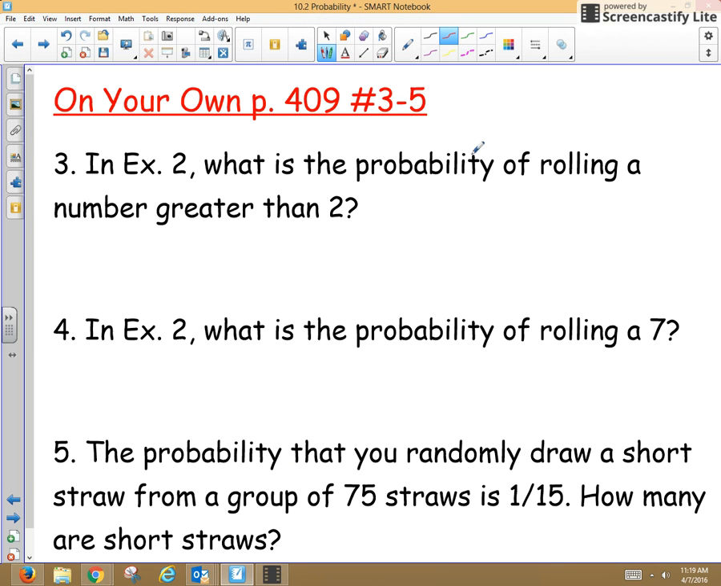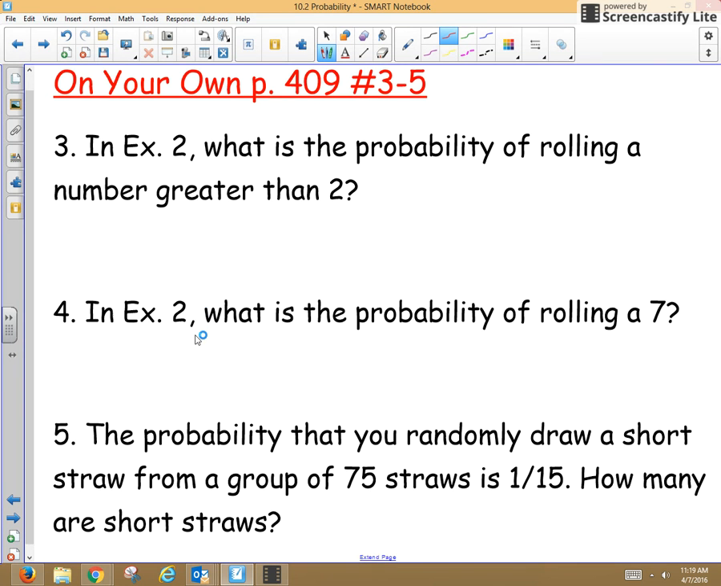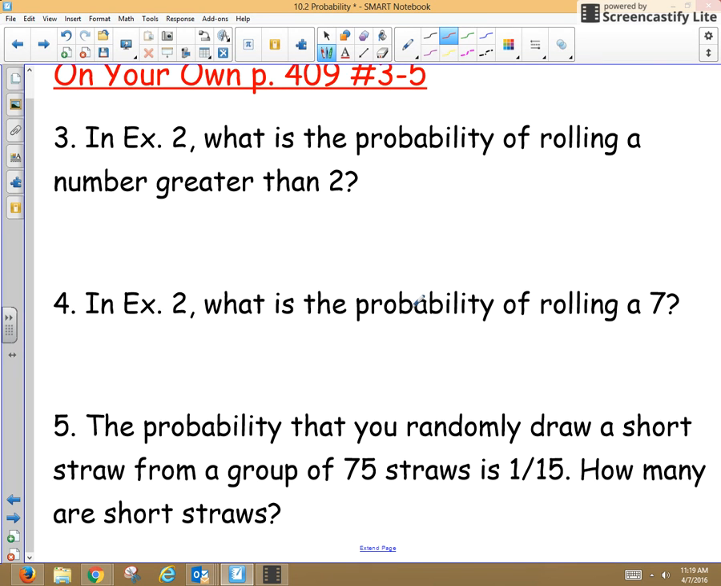Now I'd like you to try on your own 3 through 5. Looking back at example 2 for number 3 and 4. Explain the probability, show me as a fraction, then also it's a good idea to describe the likelihood. Number 5, refer back to example 3. It's very similar. They tell you the total group. They give you the probability. You have to find the short straws.